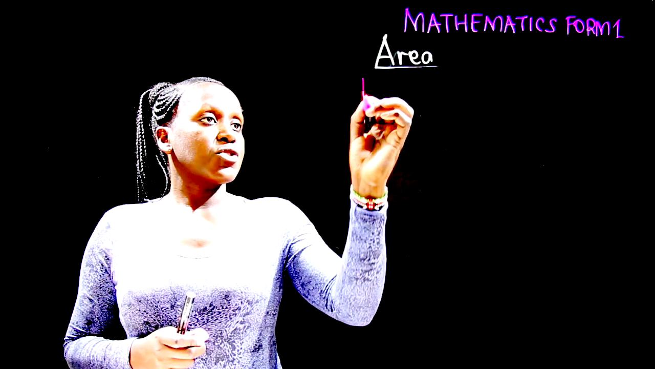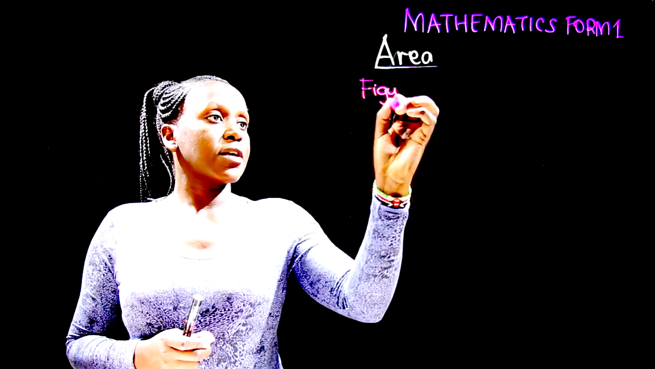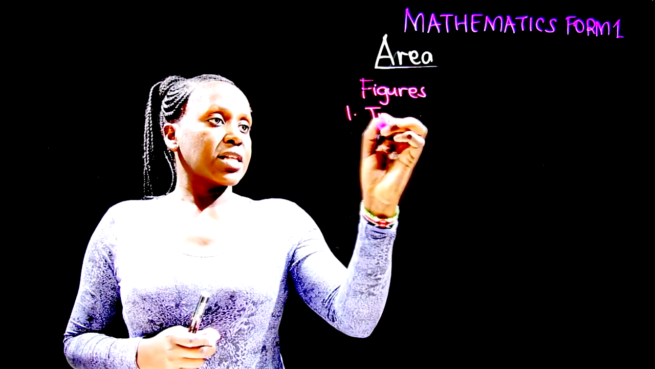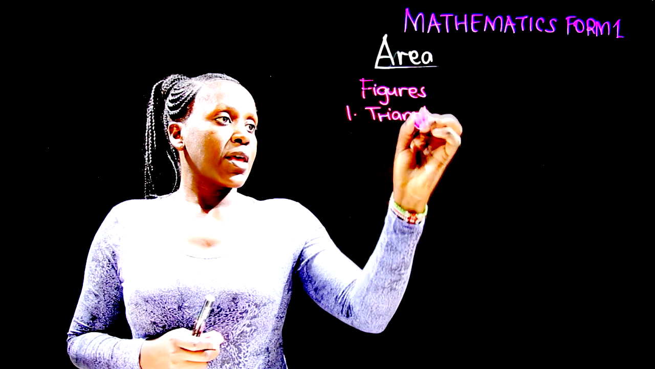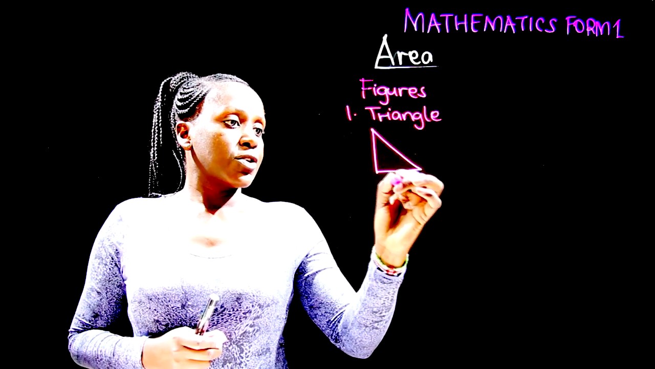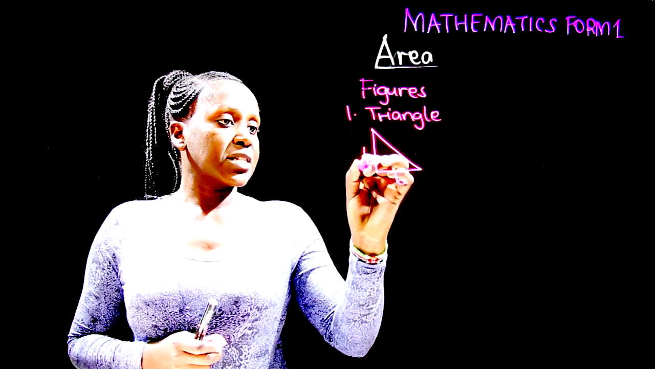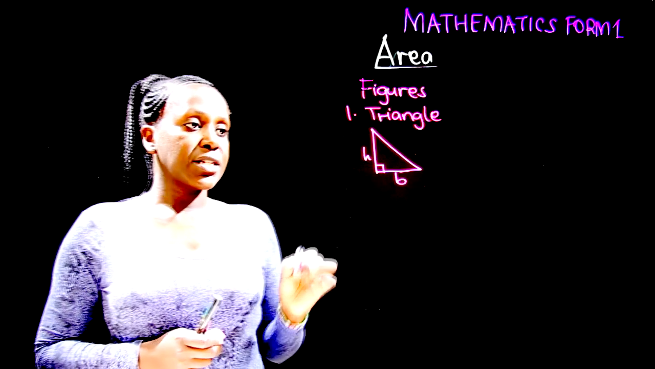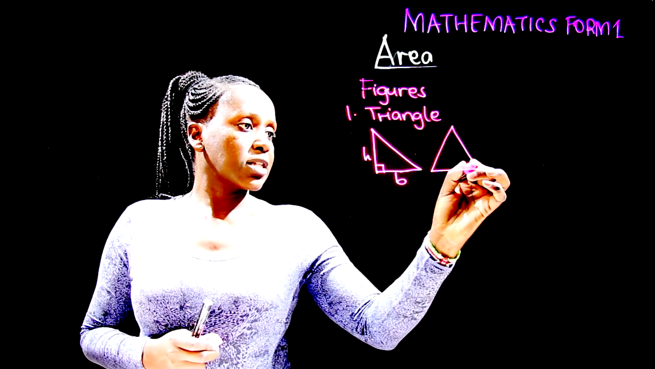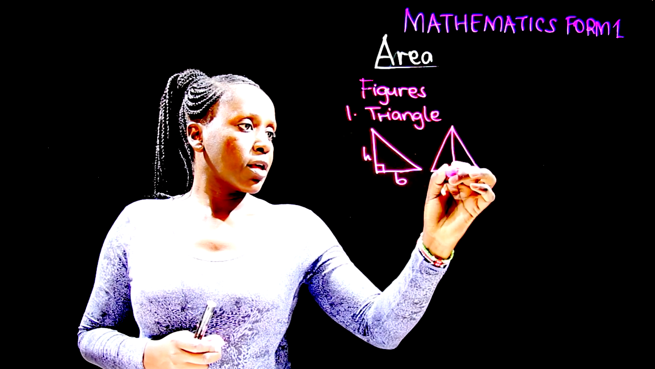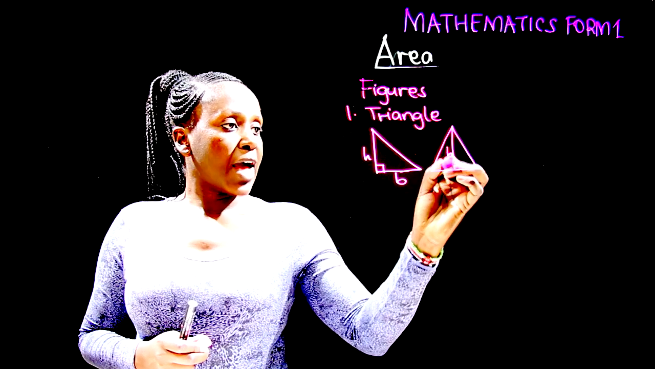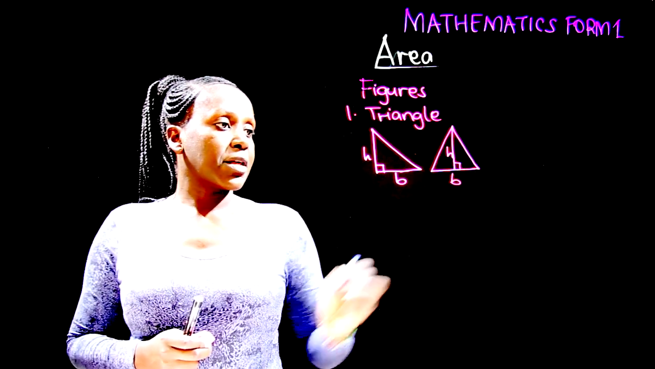So here we are going to have the figures. The first one that you're going to look at is a triangle, and a triangle has three sides. So this is the base, this is the height, and this angle is 90. You can also have another triangle that looks like this, where this is 90, so this is the height, and then this is the base.